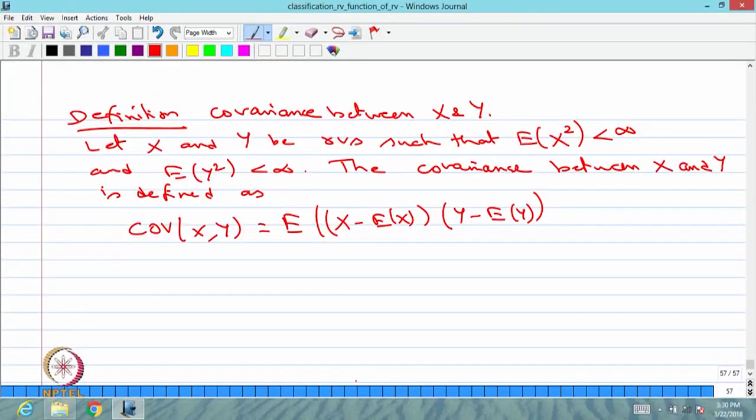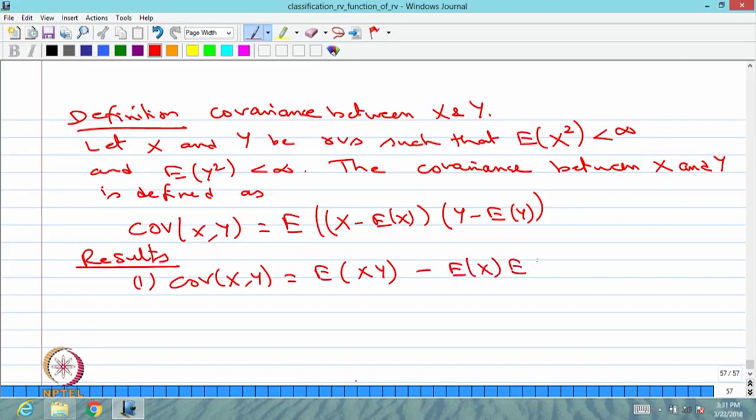The previous definition, with i equal to 1 and j equal to 1, has a special name, called the covariance between these two random variables. This has a few important results that I will make as points one by one. Either you can compute it as expectation of x into y minus expectation of x into expectation of y, or if you expand this, that is, x into y, x into expectation of y, similarly expectation of x into y, then expectation of x into expectation of y, the covariance of any two random variables is the same as expectation of x into y minus expectation of x into expectation of y.